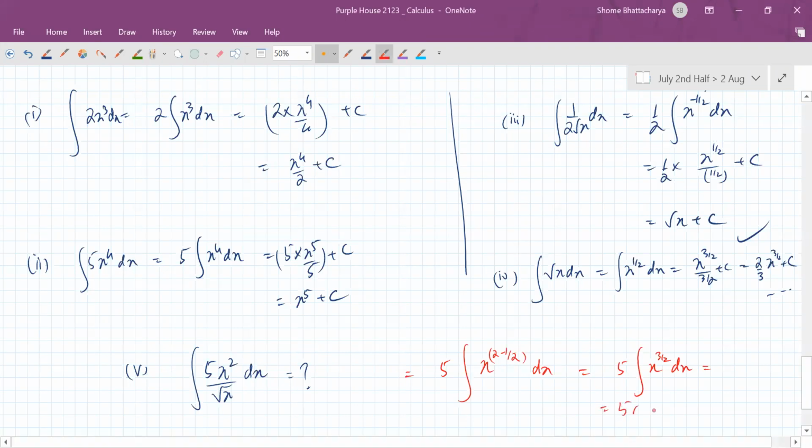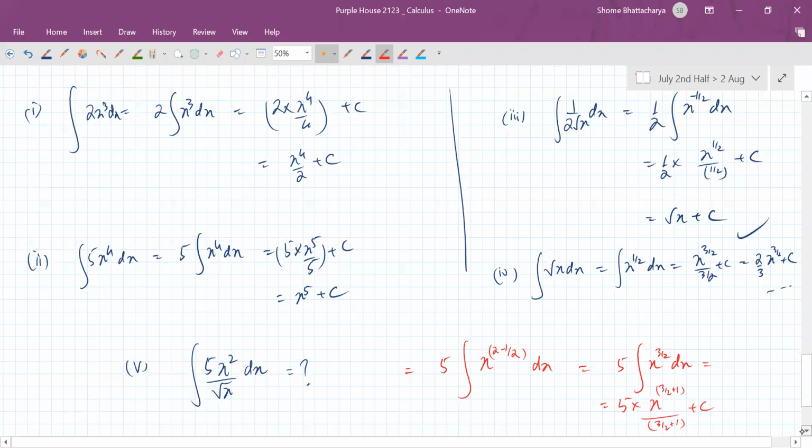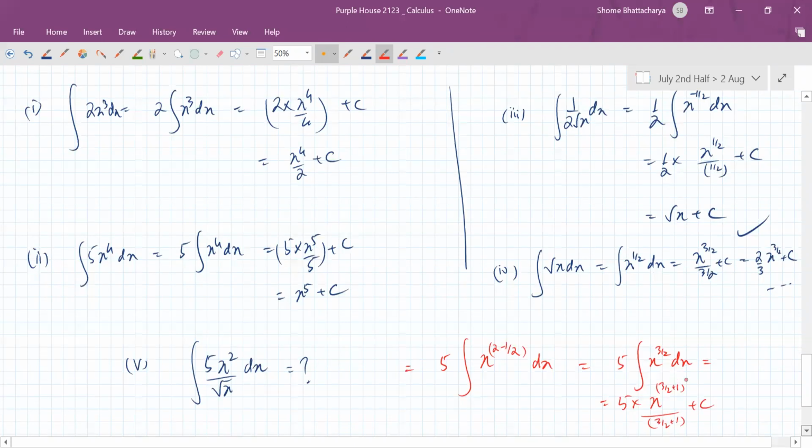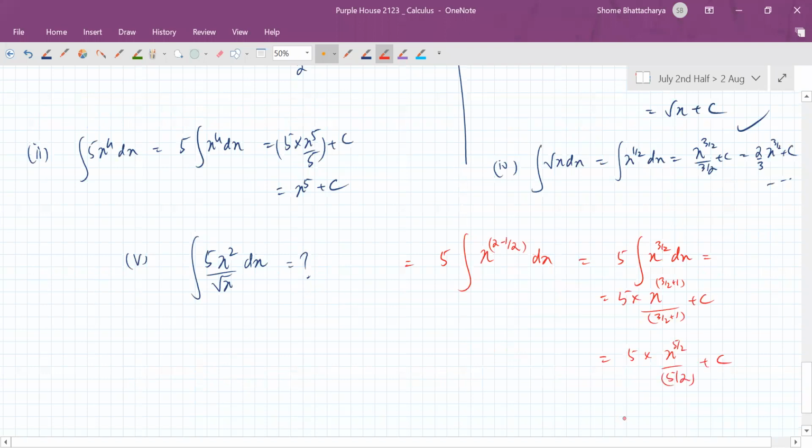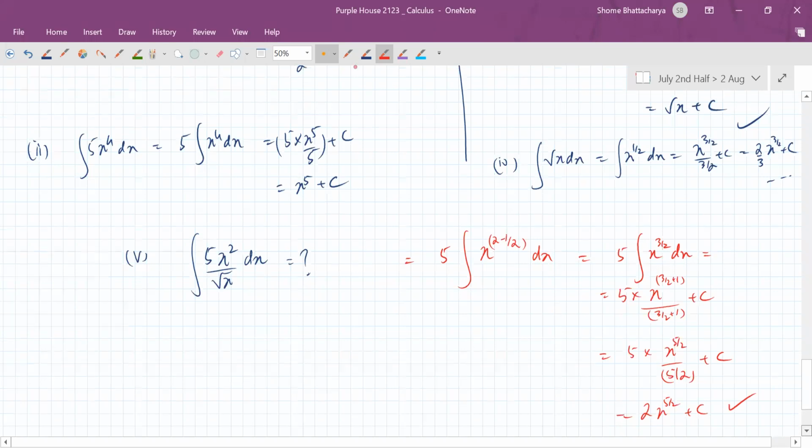Okay, so I'll just complete this now. So this becomes 5 into x to the power 5 by 2 divided by 5 by 2. So it's basically nothing but algebra. Just step by step, you have to patiently solve, nothing else. Just like you had learned to do in differentiation also, same kind of thing. So this is the antiderivative of this. Okay, the third and final property.